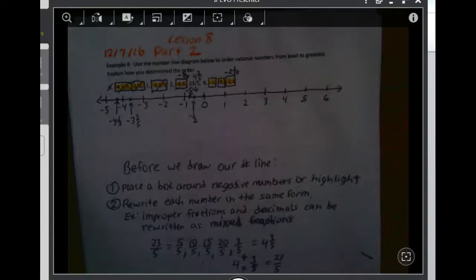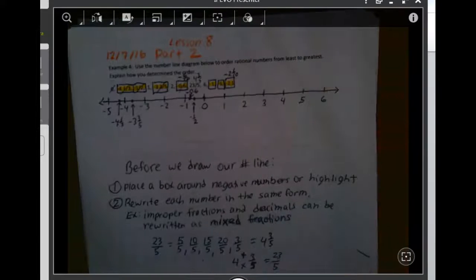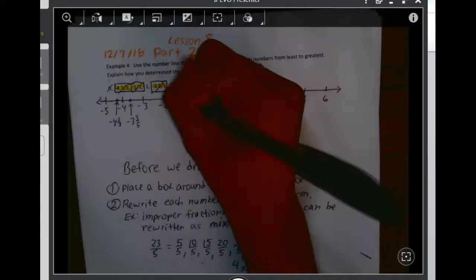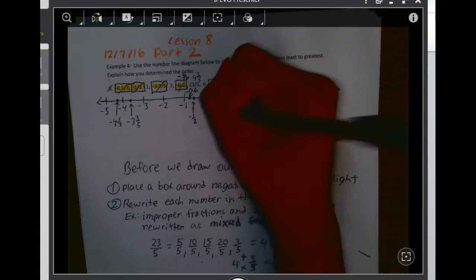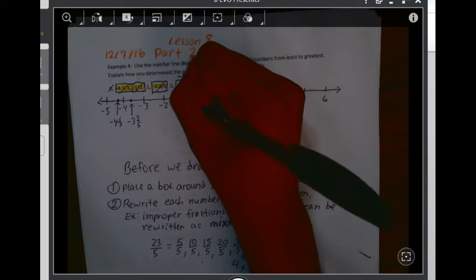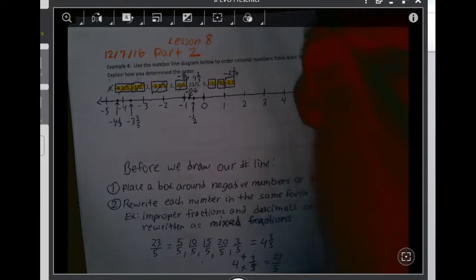Alright, so we're going to mark off 0.6. So let's move on to negative 1. Negative 1, that's pretty simple. We start at 0. We move to the left. There is our negative 1.